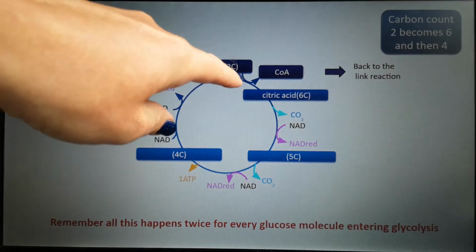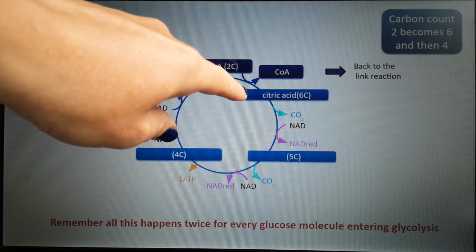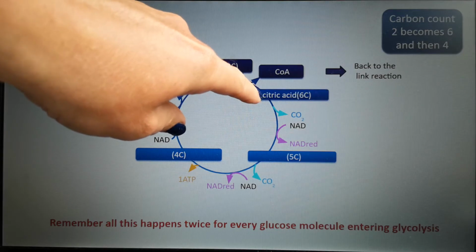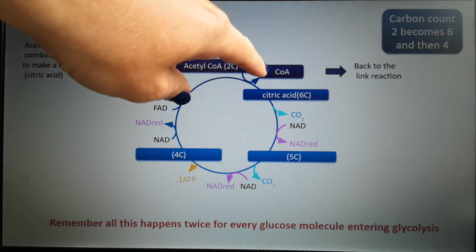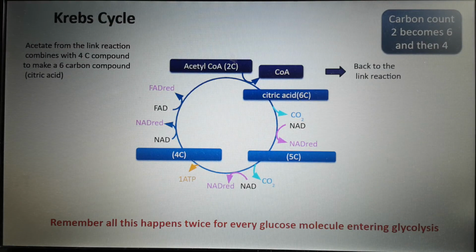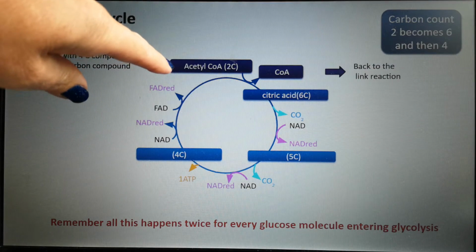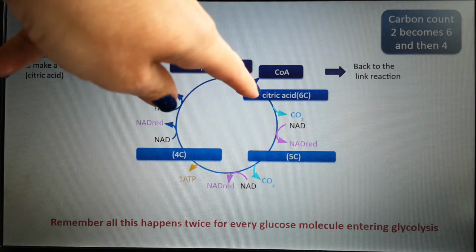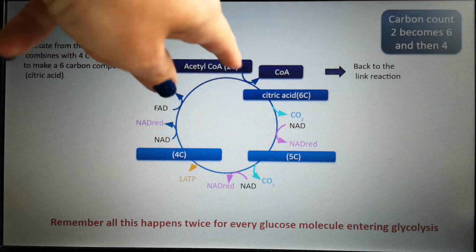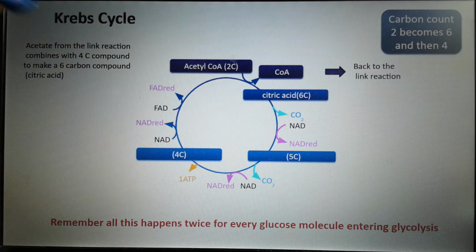Once the acetyl compound binds with the 4-carbon compound, as it does here, to produce citric acid, the coenzyme is released. It's never used up in these reactions, like any enzymes, and it will then cycle back to the link reaction to pick up another acetyl compound, which it will then bring to the Krebs cycle, drop it off, and cycle back again. So you've effectively got a little cycle going on up here as well.